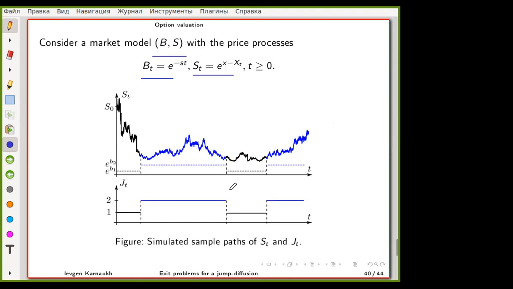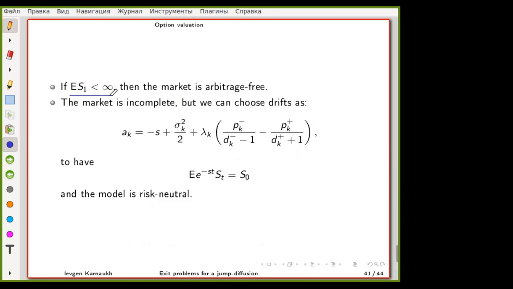And the moment of achievement, these levels have some interpretation in financial mathematics, corresponding to the optimal strategy for these S and B processes. If the expected value at first moment is less than zero, then the market is arbitrage free, and due to jumps and environment changing, our market will be incomplete. We will have many different possible choices for the equivalent martingale measure.